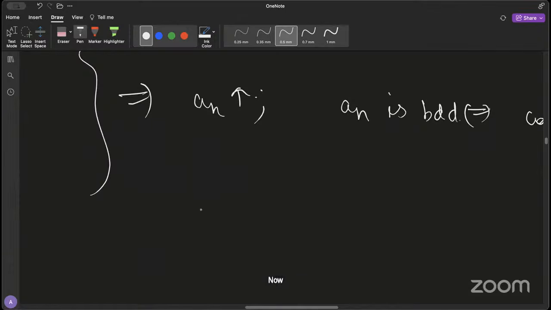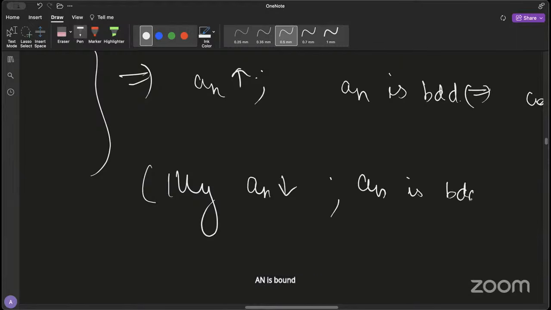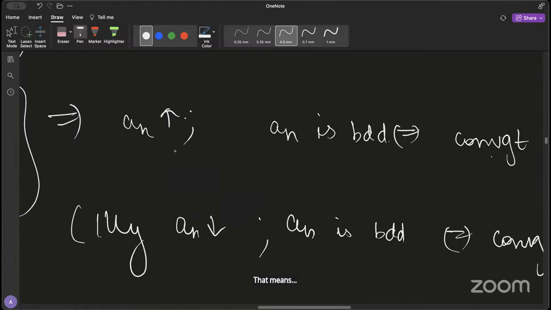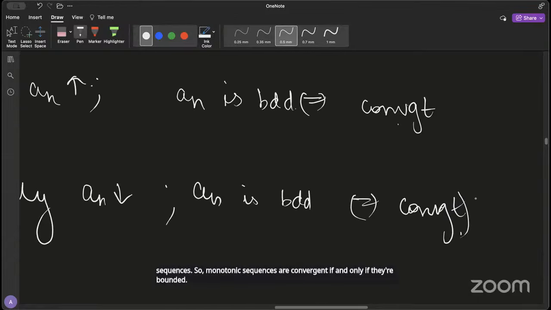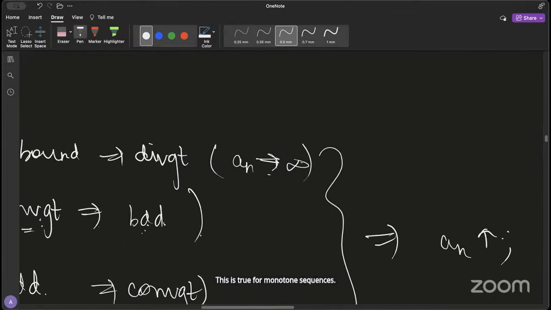Now the same holds for decreasing sequences too. Similarly, if an is a decreasing sequence, an is bounded if and only if it is convergent. That means increasing or decreasing sequences, which we also call monotonic sequences, are convergent if and only if they're bounded. This is true for monotone sequences. Is this okay?